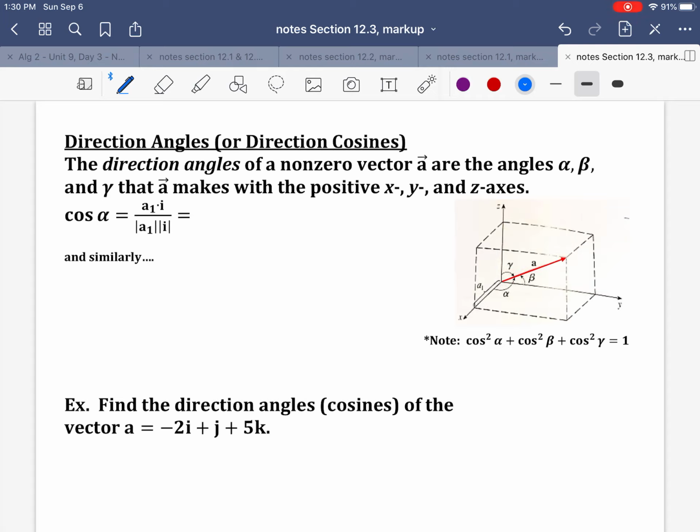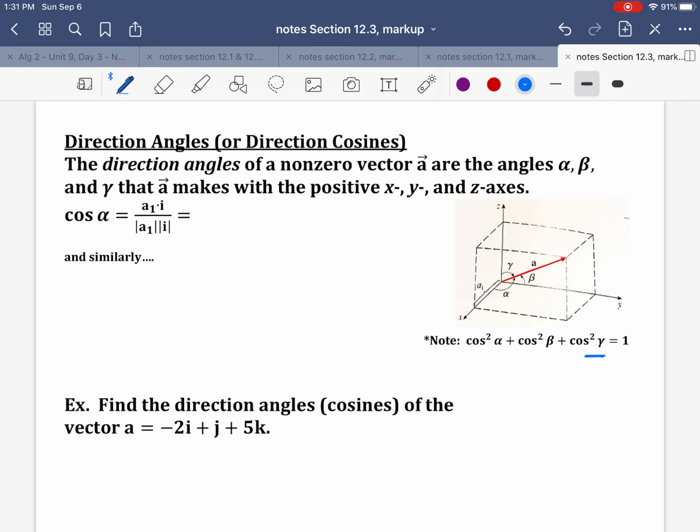All right, direction angles. A direction angle is the angle that your vector makes with the x, the y, or the z axis. Like this alpha right here: if you have that red vector and you're asking what's the angle back to the x-axis. Here's beta, the angle back to the y-axis, and then of course you have the z-axis right there. And if I'm not mistaken, this letter right here is gamma. I'm just going to call it that.